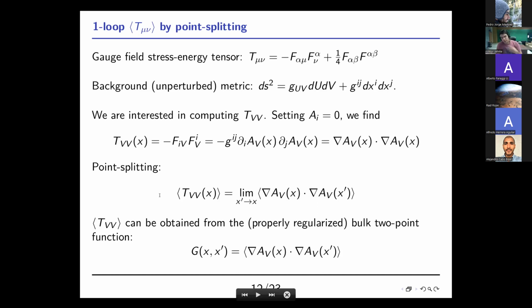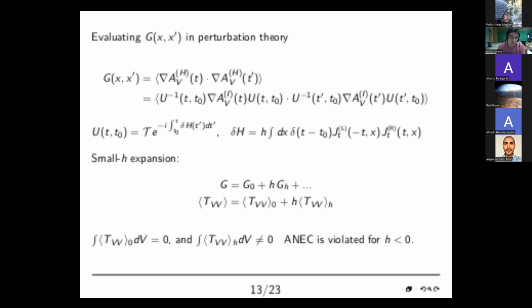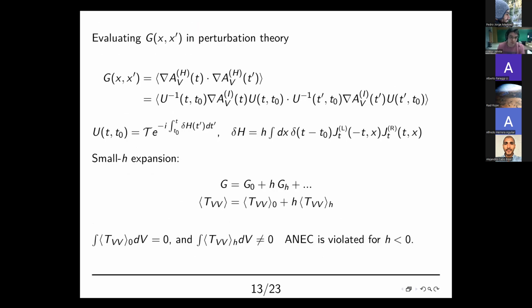From this 2-point function, we compute the stress energy tensor. And from the stress energy tensor, we can compute the wormhole opening. Our hope here is that the deformation will introduce some modification in this 2-point function, which will make the wormhole traversable. So we do this calculation at first order in perturbation theory. The perturbation here is basically given by the double trace deformation.